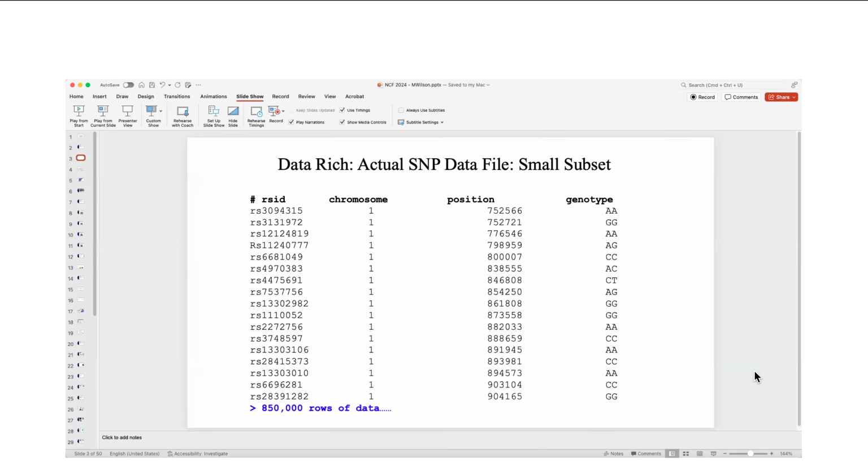So this is a brief output of a data file. What you see here is an ID on the left, the chromosome number next, and then a position in what's called a genome build. That's just a number that associates back to a position in the genome. And then on the far right, you see the genotype. That's just two letters from the four bases, either AA, GG, etc.